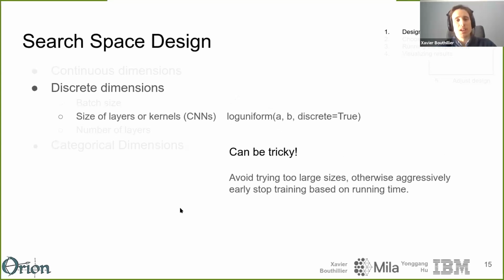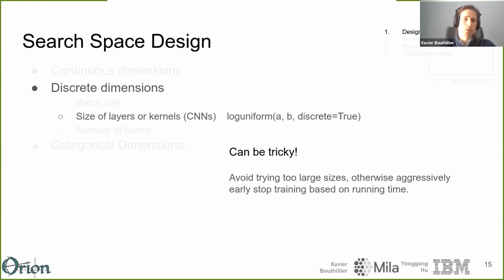Another one is the size of the layers. This can be tricky because as you increase the size of the layer, you can make training a lot slower because it becomes more expensive. And so if you're running a large-scale hyperparameter optimization, you can quickly lose control of your optimization because some of the trials take an eternity to complete.